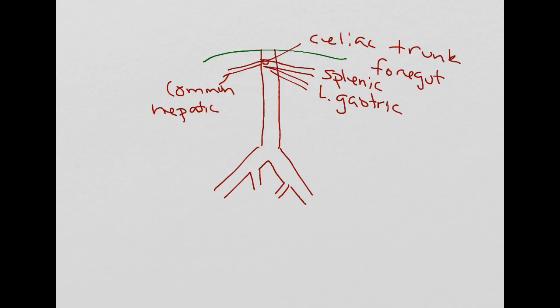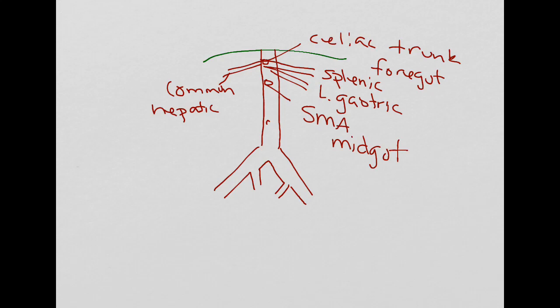Just inferior to the celiac trunk is the superior mesenteric artery, that I like to abbreviate SMA. The superior mesenteric artery runs through the mesentery, and it's targeting a region of the digestive system called the midgut. The midgut includes about the last half of the duodenum, the rest of the small intestine, so all of the jejunum and ileum, and then the large intestine until we get to about halfway through the transverse colon. So it starts at the duodenum and supplies blood all the way to about halfway through the transverse colon.